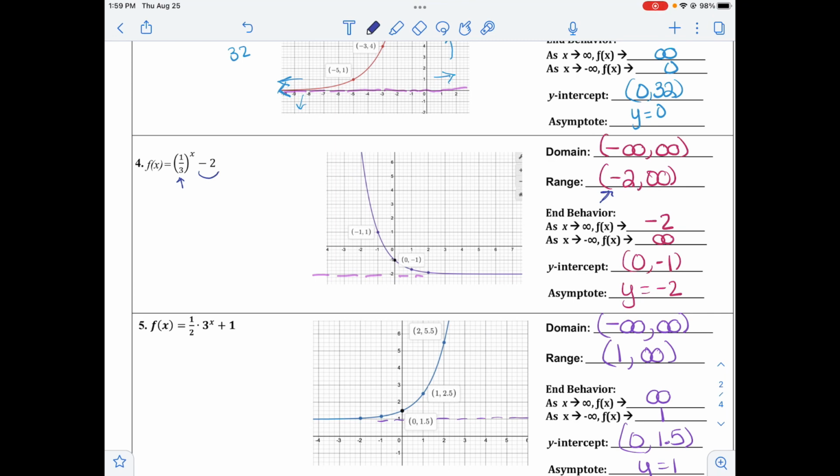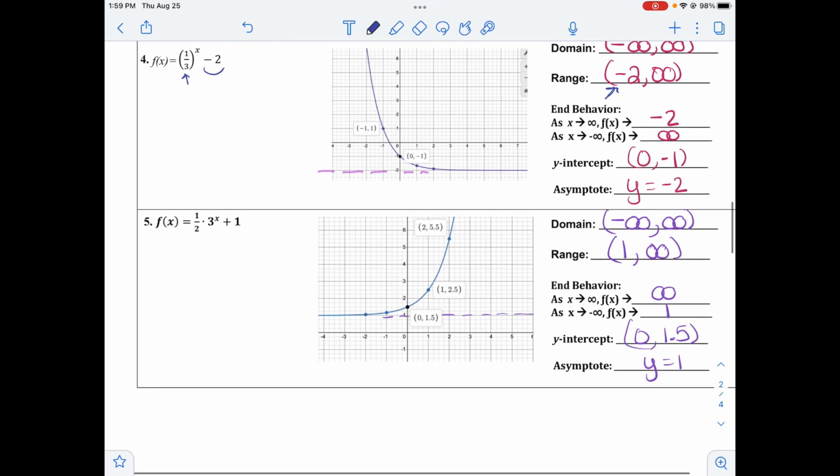Y-intercept, very straightforward. Number 5, we have a little bit more pieces here. Here, this half is not a growth factor, or it's not the base. This is actually the A. This is to deal with the stretch or the compression. And we know that if it's smaller, what happens? So then we look here and we see in our K spot, we have a positive 1. Notice that our asymptote is also y equals 1, how they're connected.